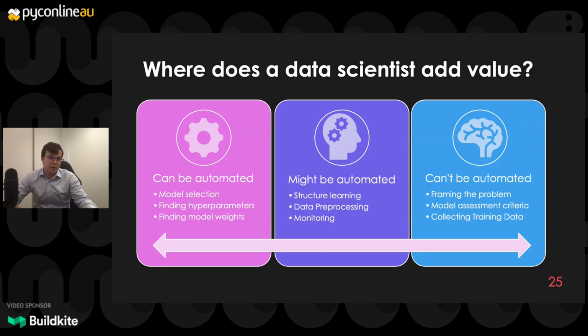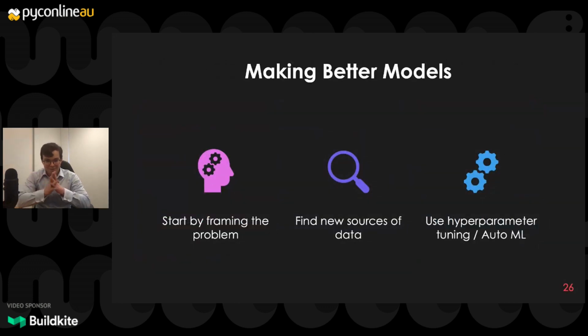Even things like pre-processing and learning structure. There are algorithms out there that can automate some of that. So if you want to make good machine learning models, start by framing the problem. Define very precisely what the inputs and outputs are. And then look at how you can add more information and get new sources of data for your problem. And only after all of that do you pick your model.